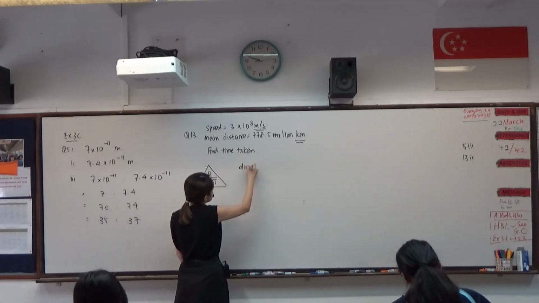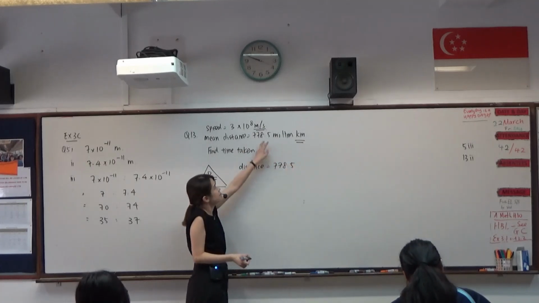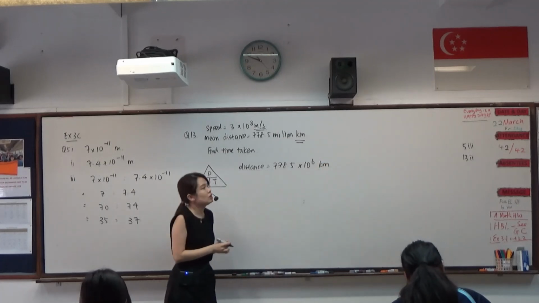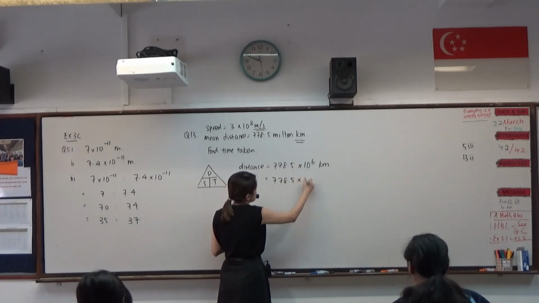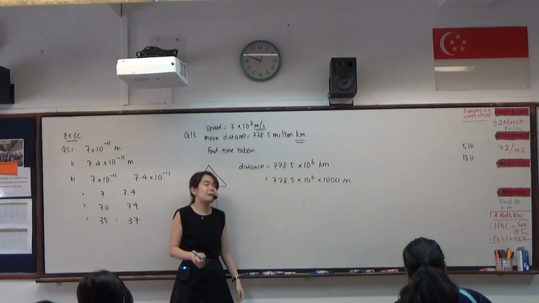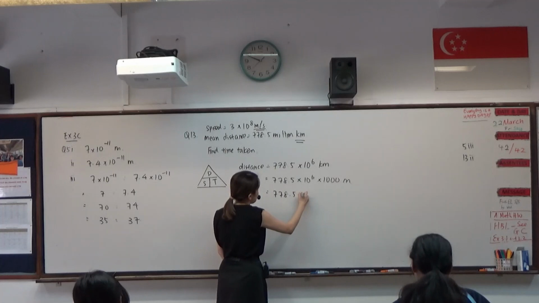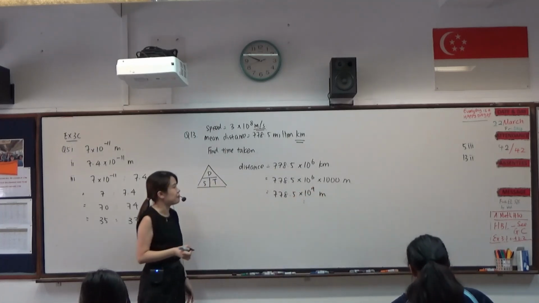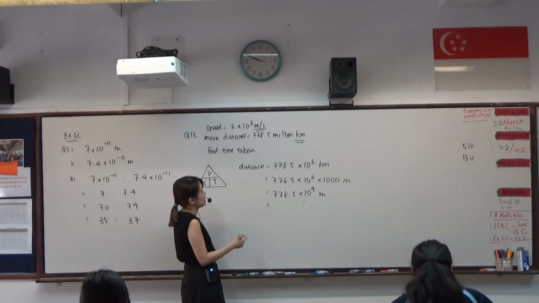Okay, so the distance, 778.5 million, would mean times 10 to the power 6 kilometers. Kilometer changed into meter, you need to times 1000. In other words, times 10 to the power of 3. Okay, so you will get 778.5 times 10 to the power of 9. Okay, this is not standard form, right? You may want to write it into standard form, but it actually doesn't matter.